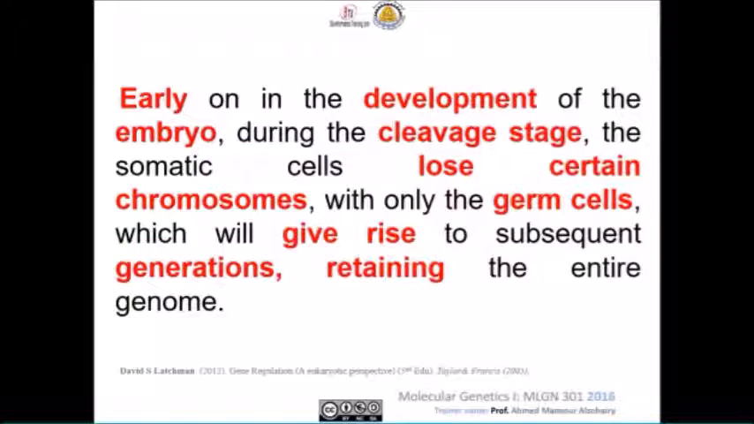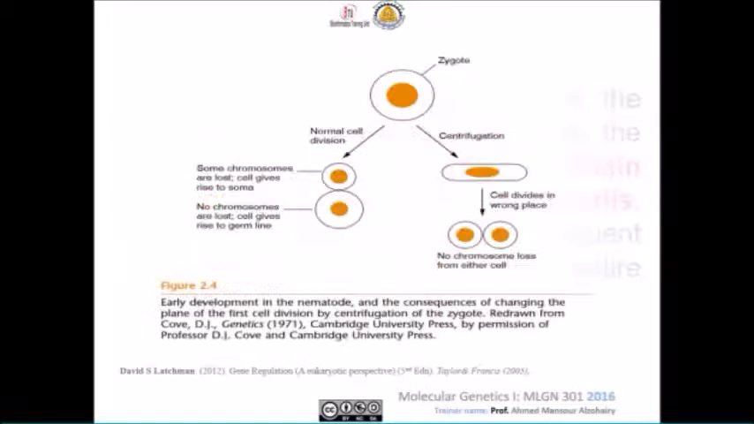For example, in the early development of the embryo, in the cleavage stage, the somatic cells lose certain chromosomes, so that only the germ cell, which gives rise to the subsequent generation, retains the entire genome. So simply we'll see that the germ cells contain the full number of chromosomes, but in other somatic cells we will see a different number of chromosomes due to chromosome loss that happens in this early developmental stage.